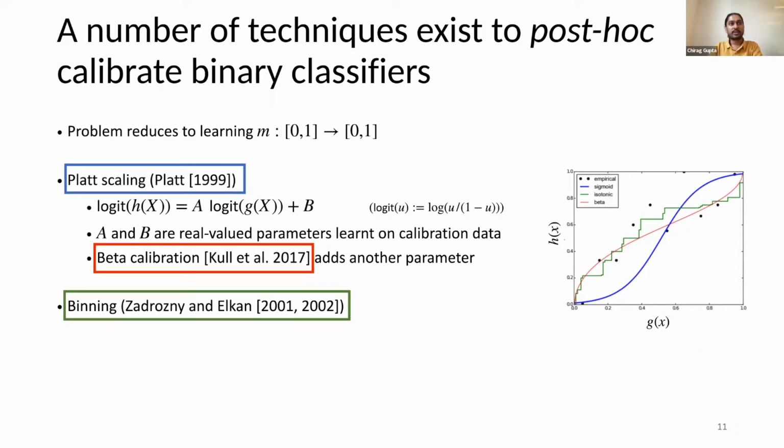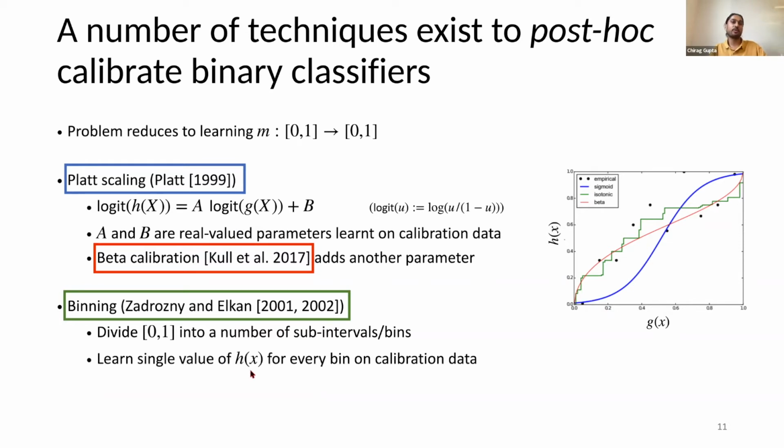Okay, another class of methods is non-parametric methods called binning. There are few parameters that you're learning, but you can have a non-parametric mapping. In this case, for example, you can divide the interval 0, 1 into a number of sub-intervals or bins and learn a single value of h(x) for every bin. As you can see here, you have this step function kind of thing. For instance, in this region between roughly 0.1 and 0.15, you're always predicting about 0.2. So it's a constant mapping of a chunk of the interval in 0, 1 to a single value h(x). And this is a non-parametric method.